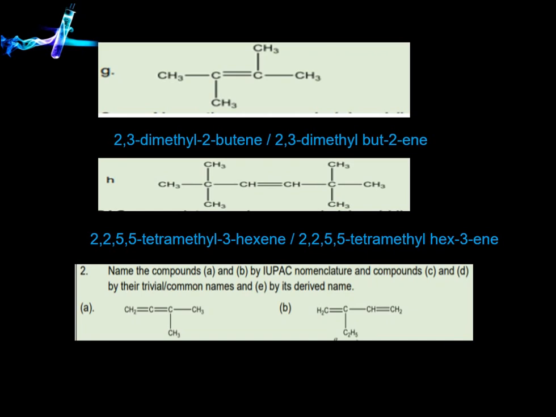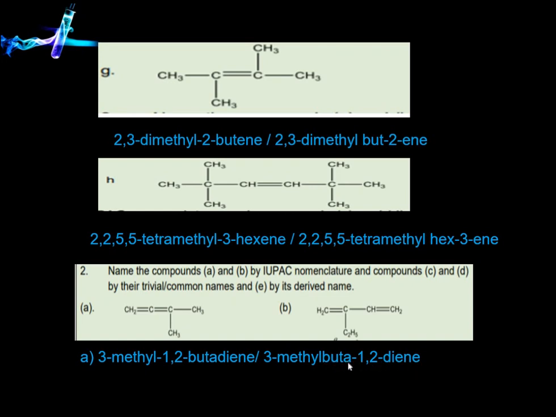Question number 2 was to name first 2 parts according to IUPAC system. So the name of first part will be, you can see this is a butane again, which is having 2 double bonds. So it will be a butadiene. At position number 1 and 2 there are double bonds, 2 double bonds, and at position number 3 there is a methyl group attached. So we are going to number it from this side. The name of compound will be 3-methyl-1,2-butadiene. We can also write the same name in this way, 3-methyl-buta-1,2-diene.